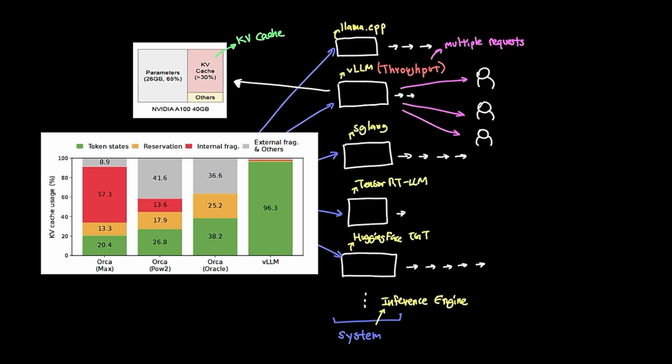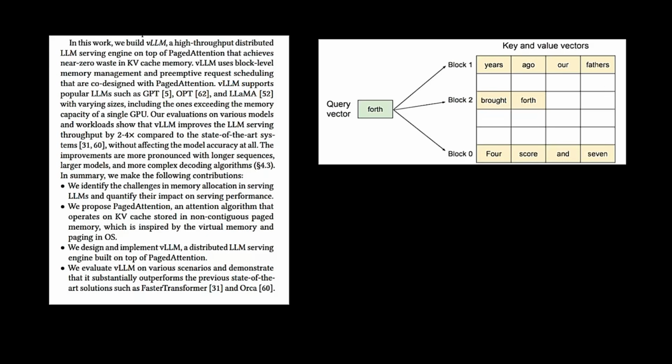vLLM is a system that introduced an extremely efficient way to manage the KV cache, showing a significant improvement over existing systems that often wasted up to 60 to 80% of their memory in fragmentation, overallocation, or both. And vLLM introduced what's called PagedAttention in order to create a virtualized KV cache that was inspired by how paging systems work at the operating system level.